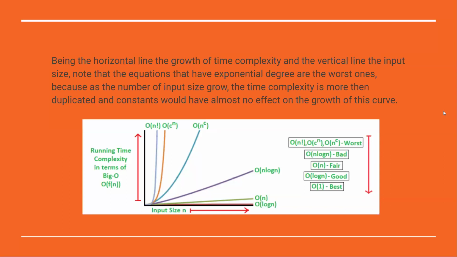Here, the horizontal line is the input size, and the vertical line is the growth of time complexity. Note that the equations that have exponential degree are the worst ones, because as the input size grows, the time complexity is more than doubled, and constants would have almost no effect on the growth of this curve.